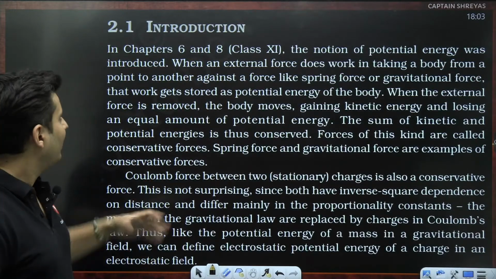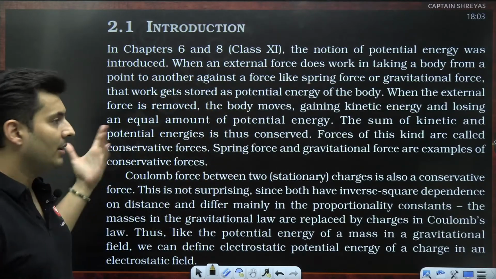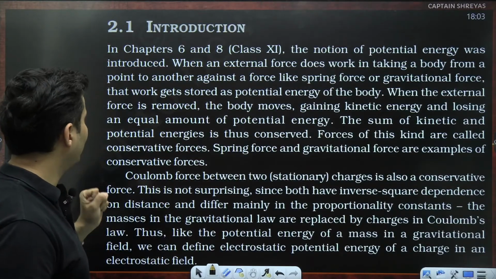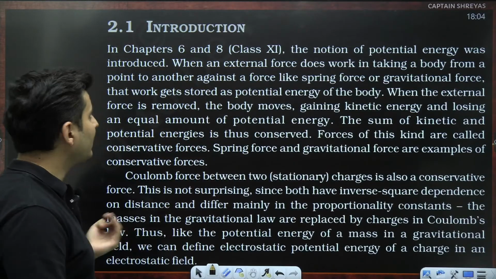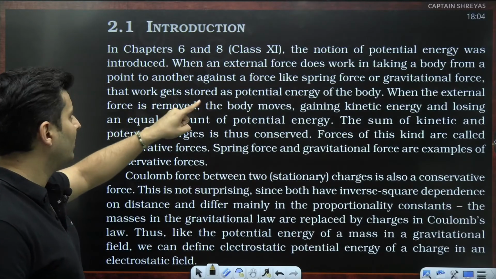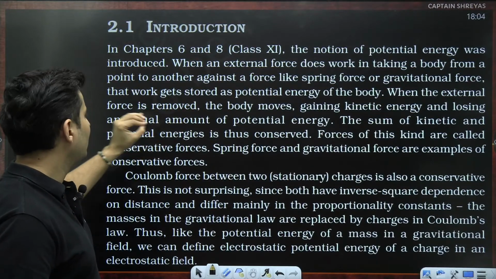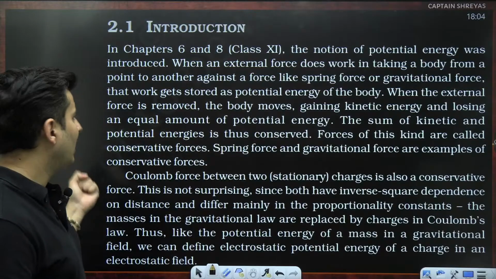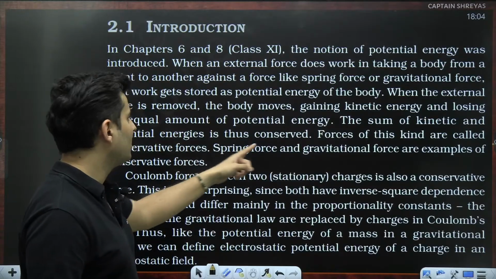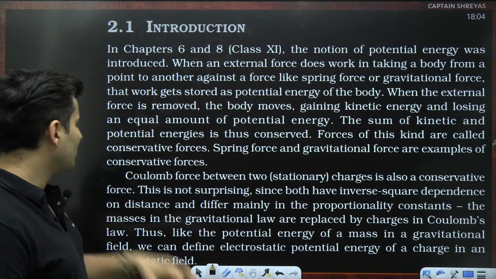In this particular paragraph, we define or recollect what energy was, what mechanical energy was, and the concept of conservative forces. Let's have a look at it. I will mark the important lines and then I'll start explaining them. When an external force does work from one point to another against a force like a spring, etc., that work gets stored as potential energy of the body. When the external force is removed, the body moves, gaining back the kinetic energy and losing an equal amount of potential energy. The sum of kinetic and potential energy is conserved. Forces of this kind are called conservative forces. Spring and gravitation are examples of conservative forces.